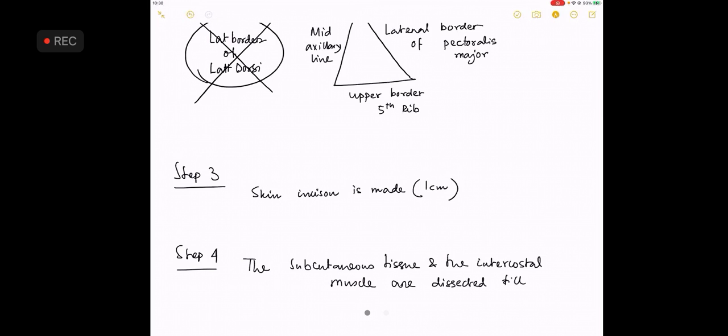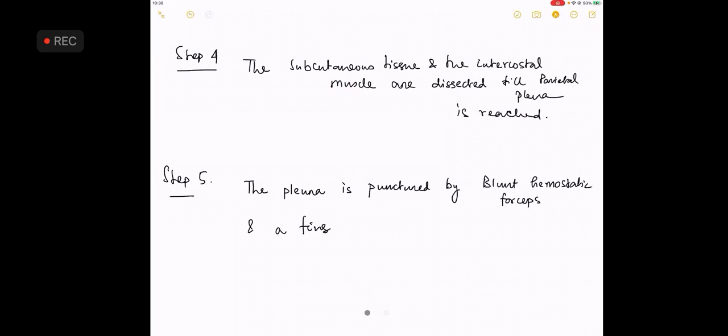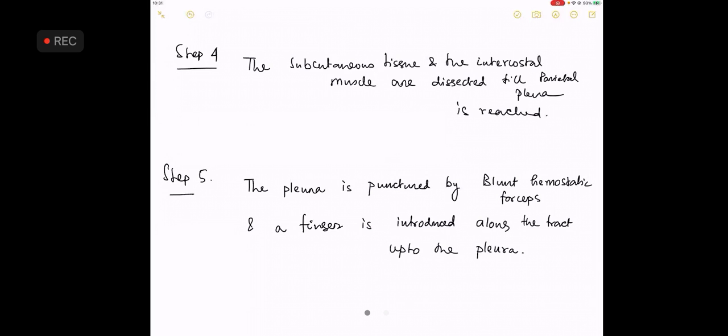till the parietal pleura is reached. Step 5, the pleura is punctured by a blunt hemostatic forceps and a finger is introduced along the tract up to the pleura. If you have completed writing, please tell me. Done, sir.